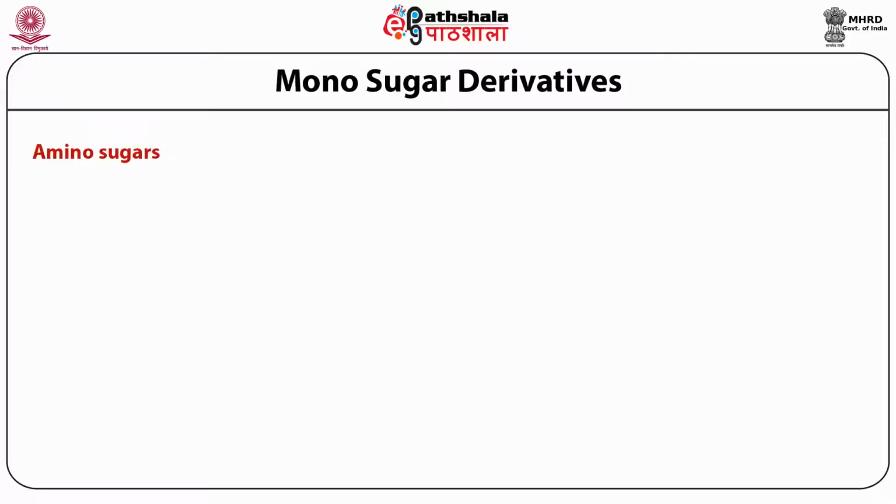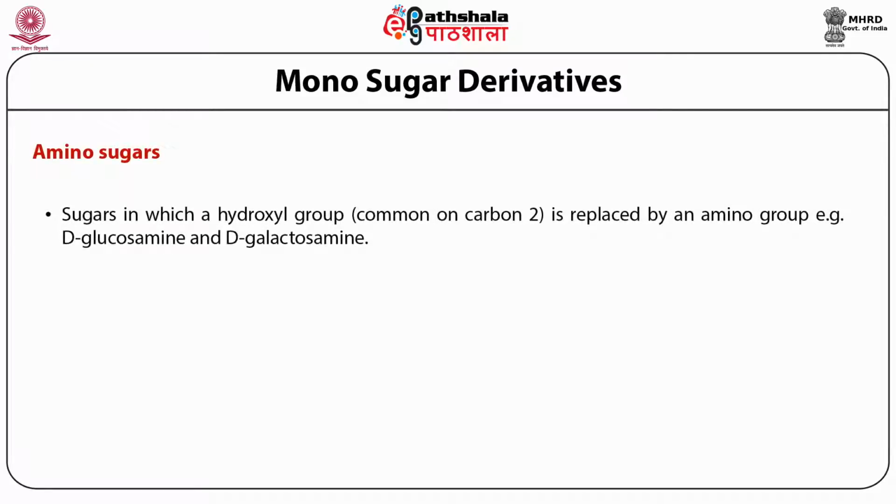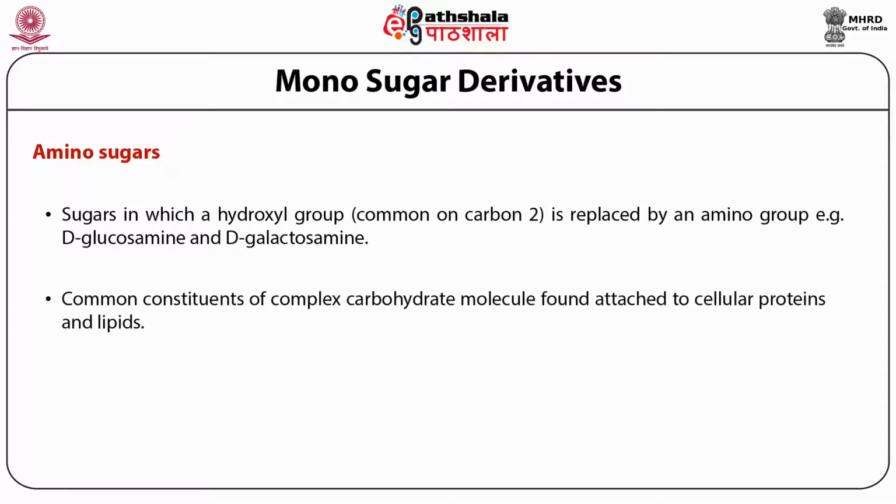Amino sugars are derivatives of monosaccharides, sugars in which a hydroxyl group, normally on the second carbon, is replaced by an amino group, for example D-glucosamine and D-galactosamine. They are common constituents of complex carbohydrate molecules found attached to cellular proteins and lipids. Amino sugars are often acetylated, for example N-acetylglucosamine. This also plays a major role.